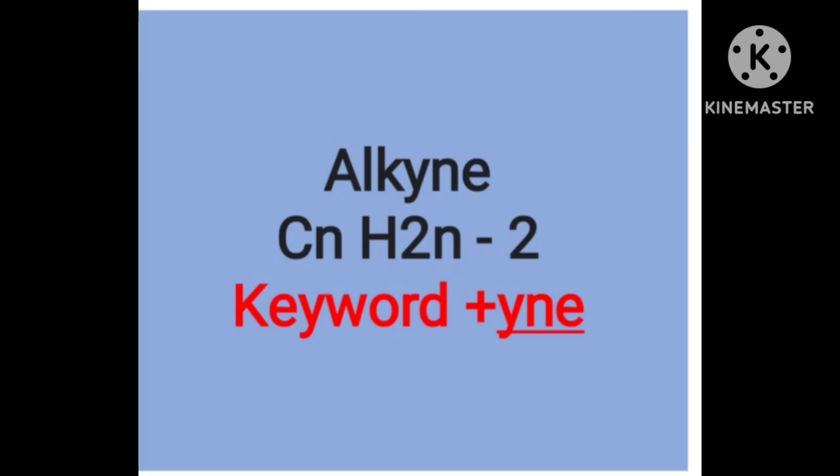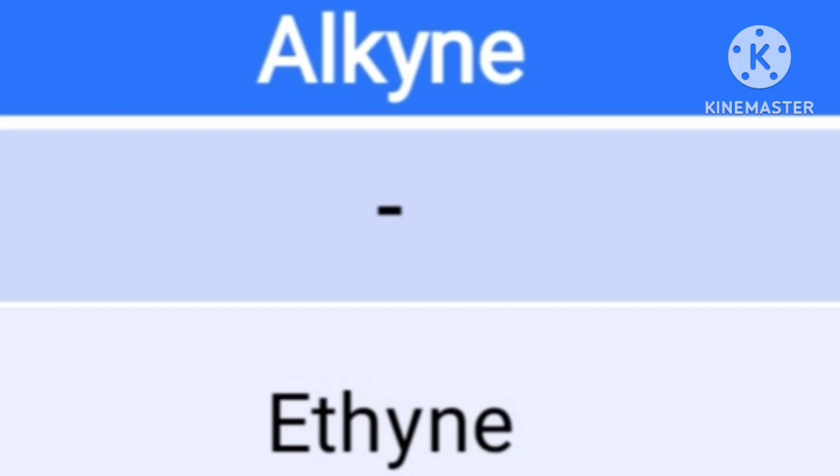Our next carbon compound is alkyne, where CnH2n-2 is the formula for alkyne. After adding yne to the keyword, you will get all the names of alkynes. Remember, all alkynes have a triple bond between 2 carbons. A single carbon cannot make an alkyne.